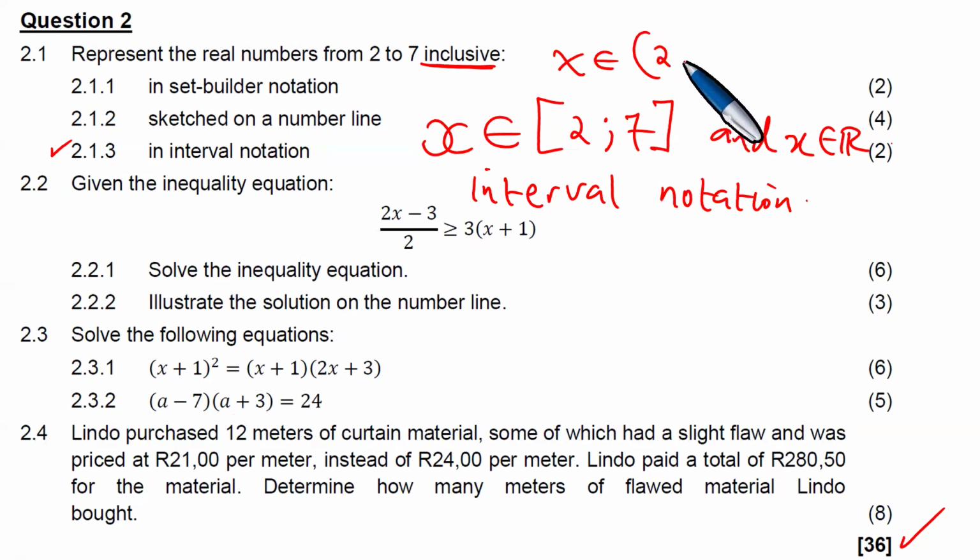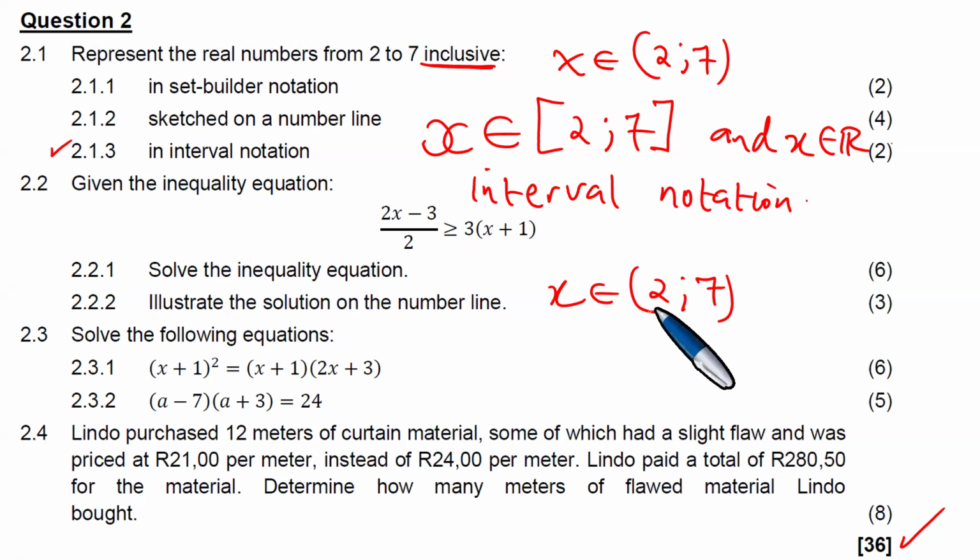And now this is exclusive. If you just write like this, X is an element of 2 to 7, then this one would be exclusive, but this one is inclusive.